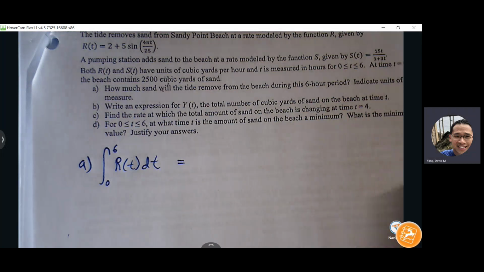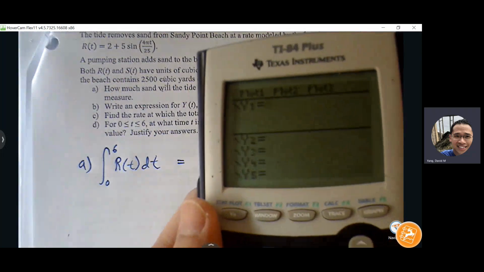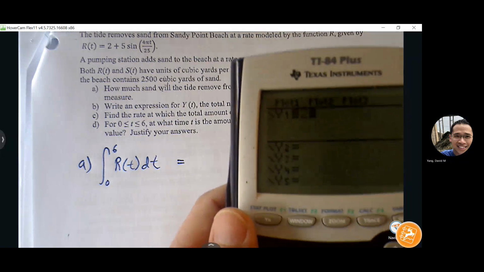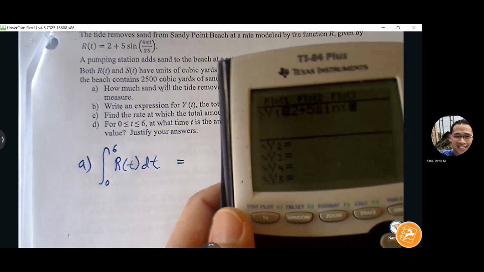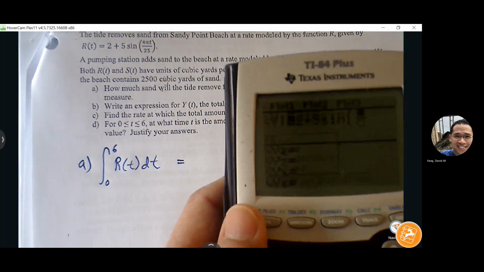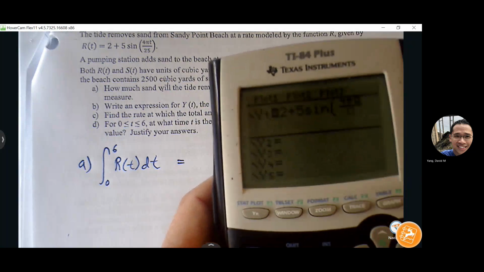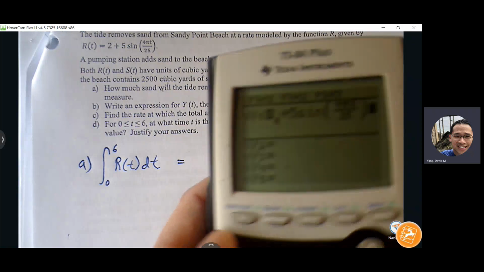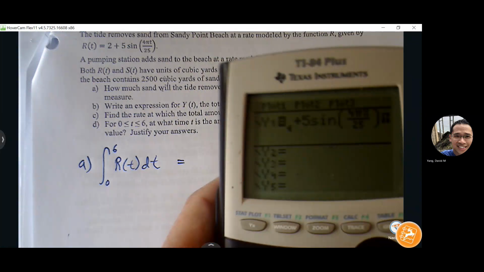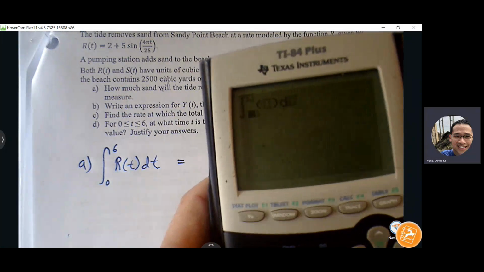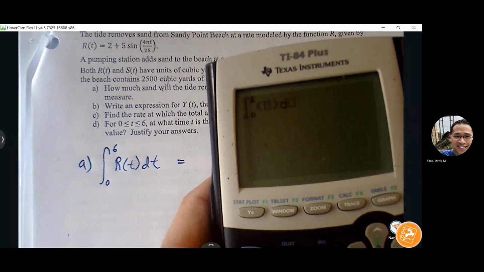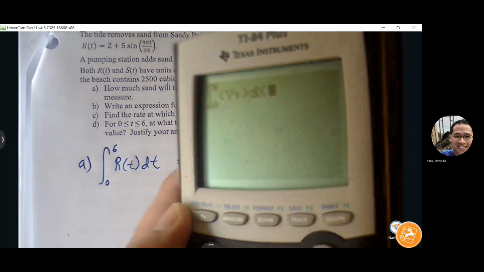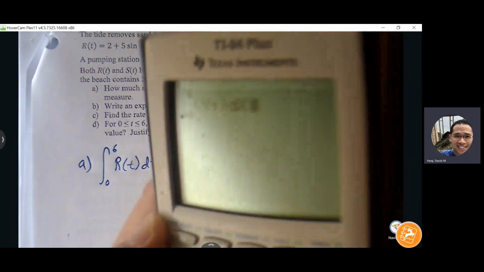I like to store my information under Y1, Y2. So under Y1, I'm going to let it hold that r of t. And we're always using the variable X instead of whatever variable the problem gives us. F9. There's my integral of r of t dt.